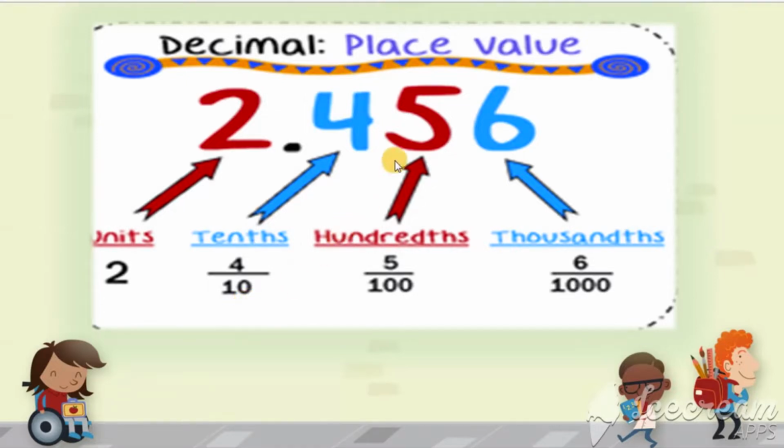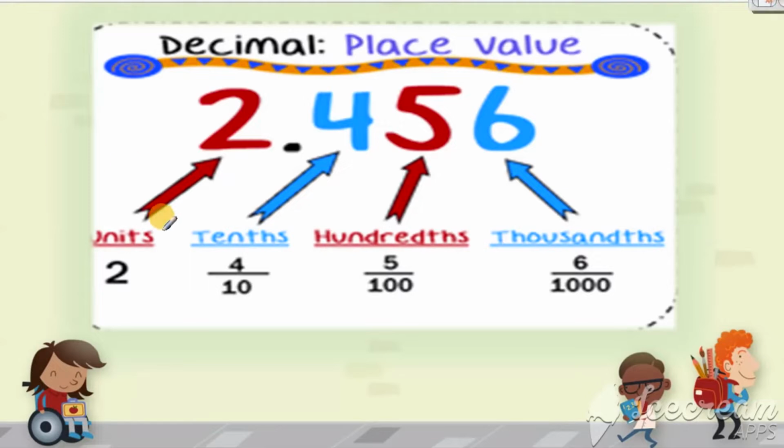0.4. Okay, and the value of 5 here is hundredths, 5 over 100, or 0.05. Okay, and here the 6 is in the thousandths place. So 6 over 1000, or 0.006.